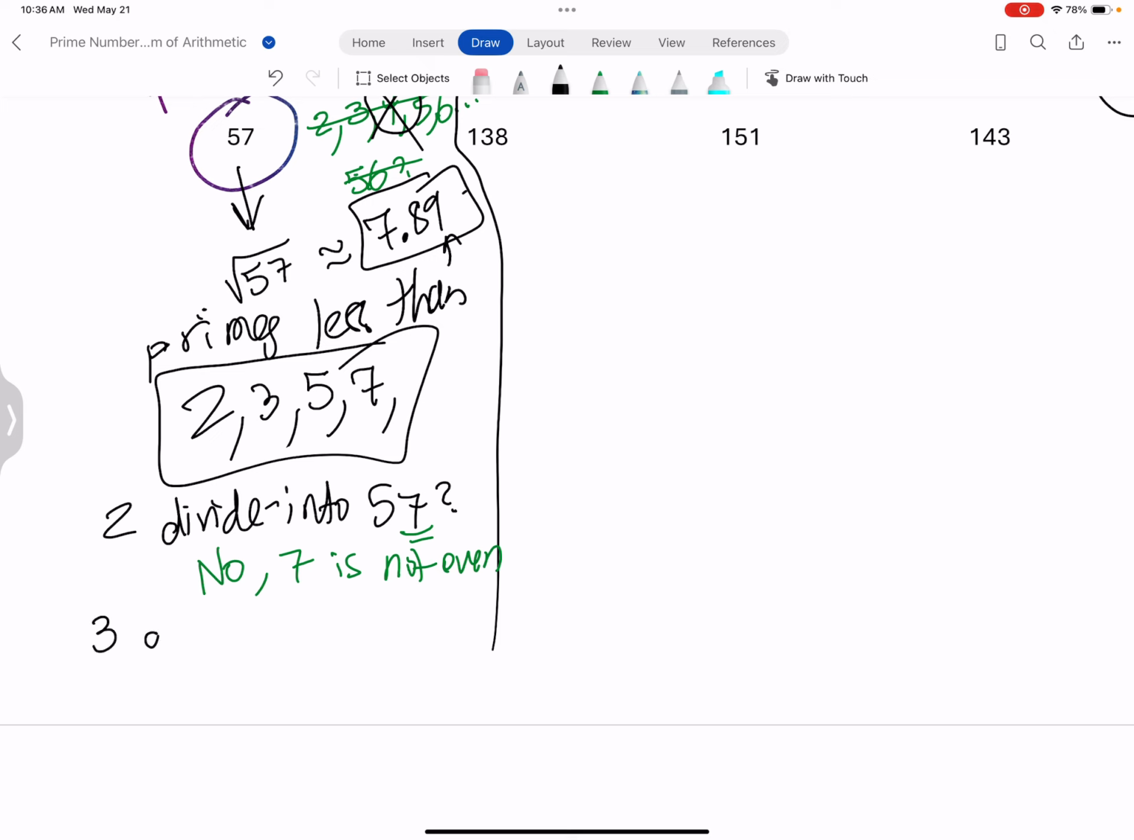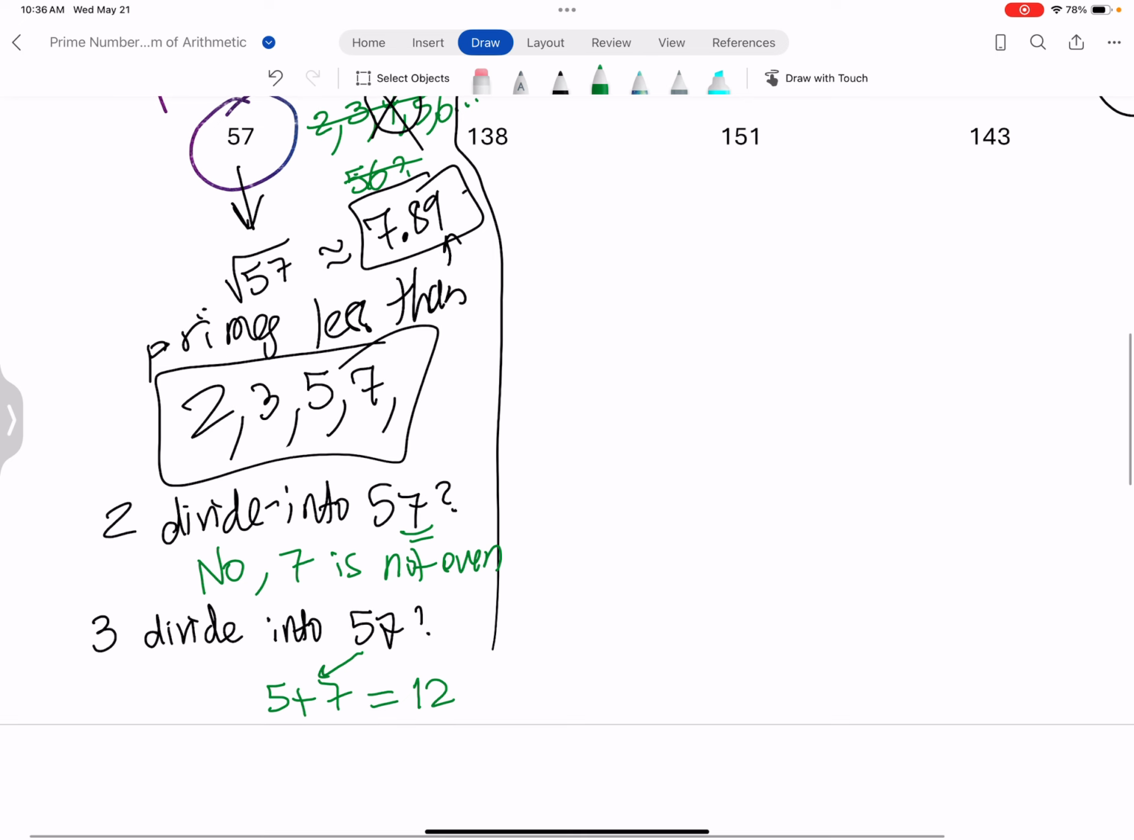How about 3? Does 3 divide into 57, question mark? Let's see. How do we do that again? Oh yeah, we take the digits of the number. This one only has 2 digits. 5 plus 7, add them together. 5 and 7 is 12. Ooh, 3 does divide in. So this is a yes.